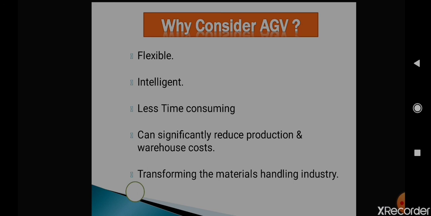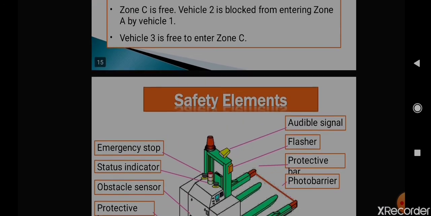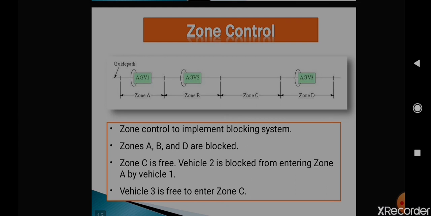Okay, the automated guided vehicles are usually used in flexible manufacturing systems. And you can see the intelligence of this vehicle, like zone control. I just now told you the zone B will be occupied with one AGV, the zone A is occupied with another AGV, but zone C is empty. If zone C is empty, then only the vehicle present in zone B can occupy zone C. If there is one vehicle present in zone C, the vehicle will stop at zone B only.